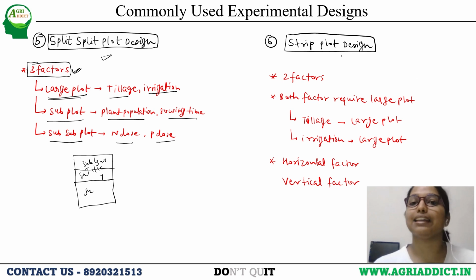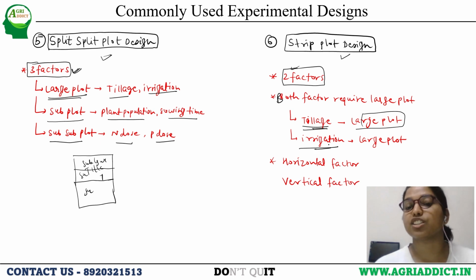Okay. The sixth design is strip plot design. It is also used to study two factors, just like split plot design. Here, both the factors require a large plot, like tillage and irrigation. If we want to study these two factors together, both requiring a large plot.